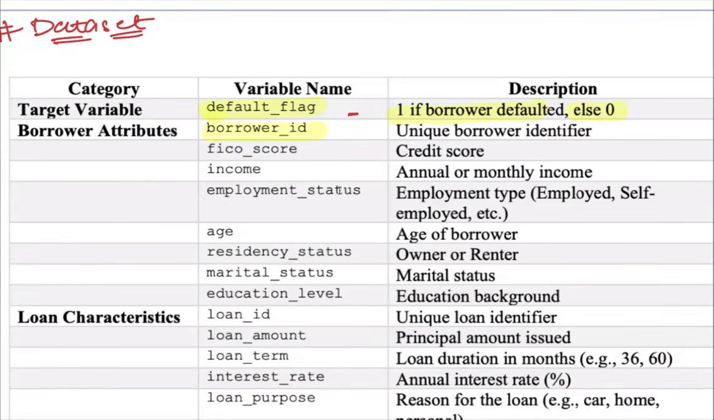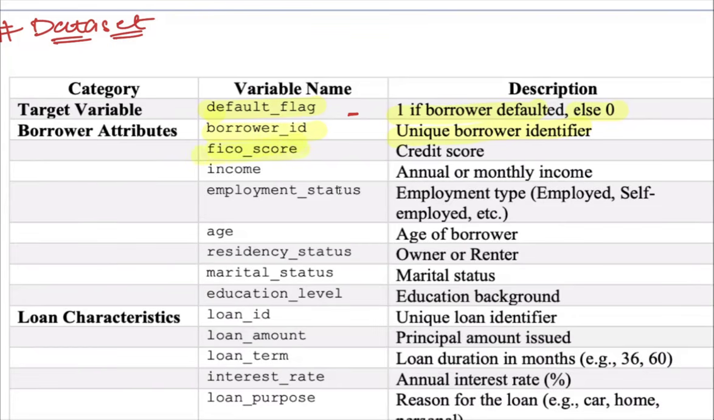Then borrower ID is nothing but a unique ID, so that every borrower will have a unique ID. It's something like how, when we were back in universities, we had different school IDs or student IDs. It's a very similar thing.